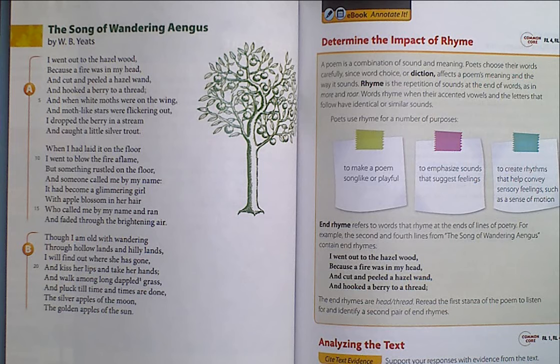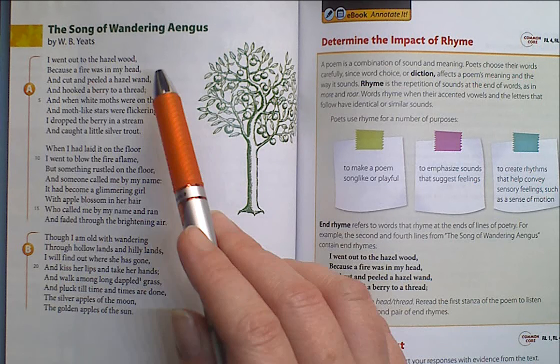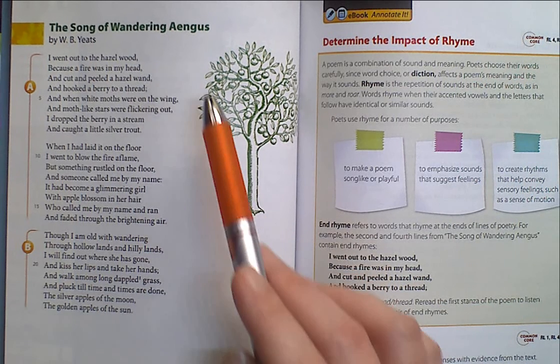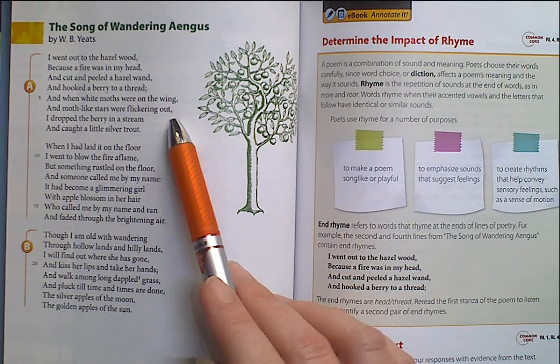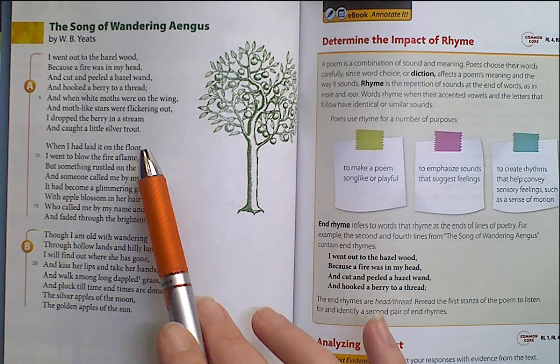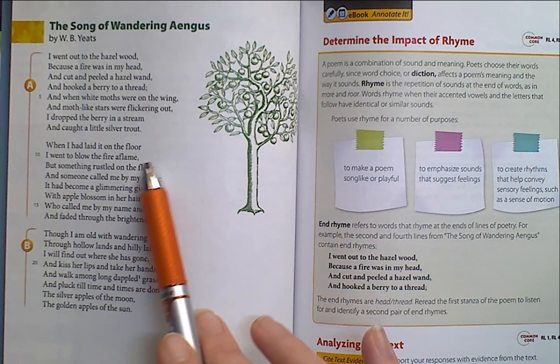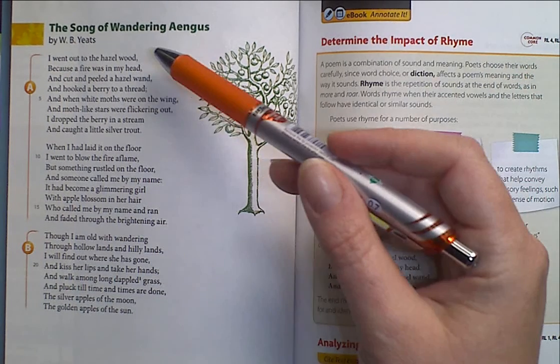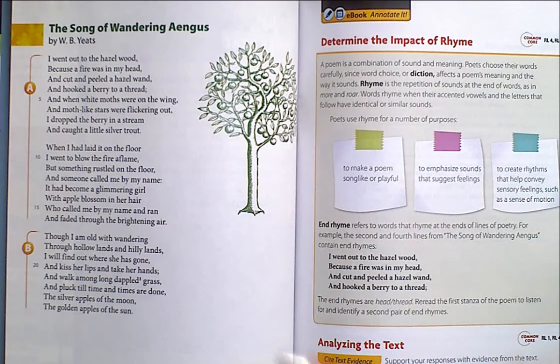But one thing I want you to notice too is the end rhyme. End rhyme is when we have words that rhyme at the end, like head and thread, wing and stream, sort of, out and trout, floor, aflame and name, things like that. Sometimes there's a pattern and sometimes there's not, but either way it definitely helps add to the rhythm of the poem.